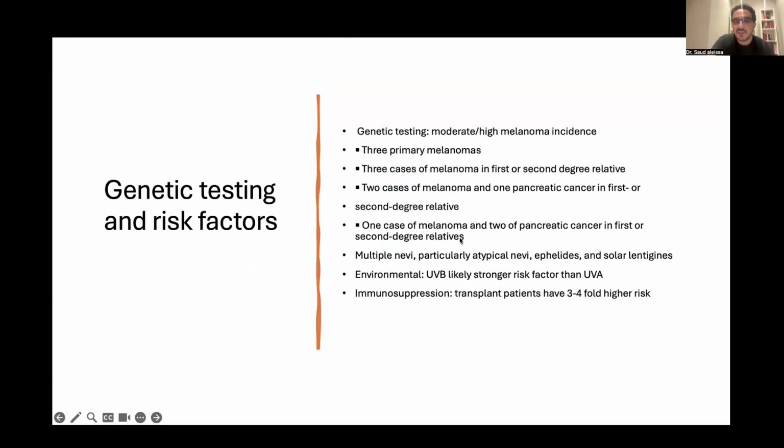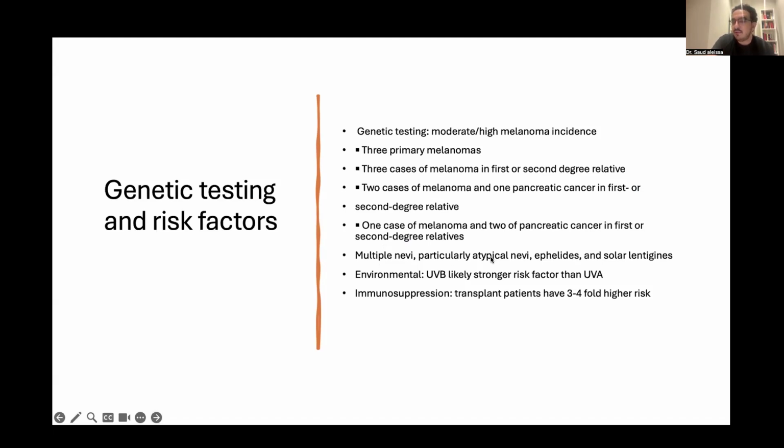When do we do genetic testing? Usually people who have 3 primary melanomas. For example, a patient comes and asks you, doctor, do I need to do genetic testing? If they have 3 primary melanomas, yes. 3 cases of melanoma in first degree relatives, or 2 cases of melanoma and 1 pancreatic cancer in the first degree, and so on and so forth. Again, they may or may not ask that.